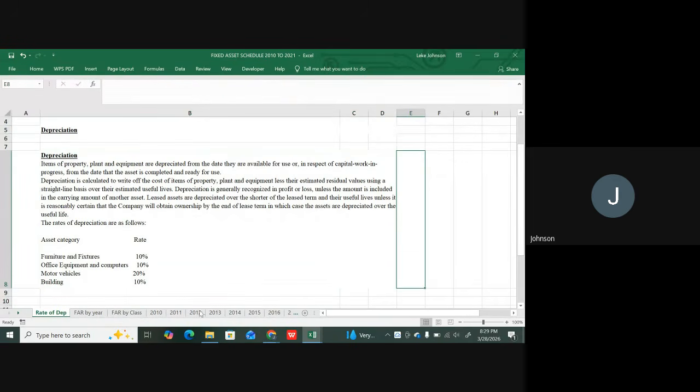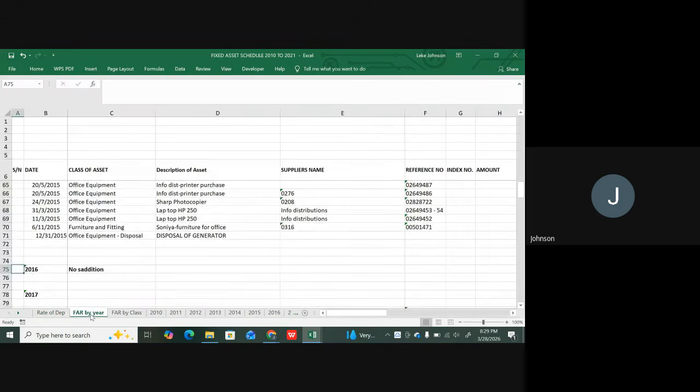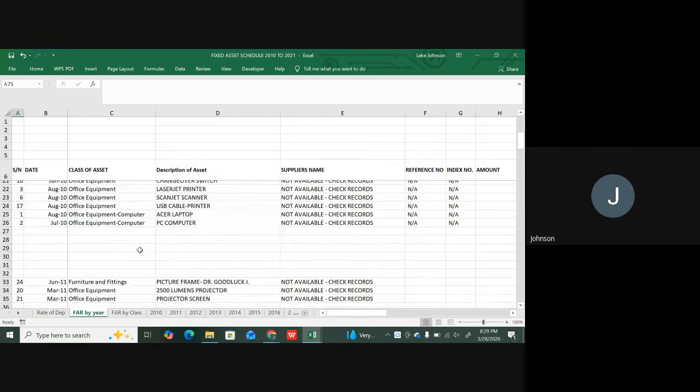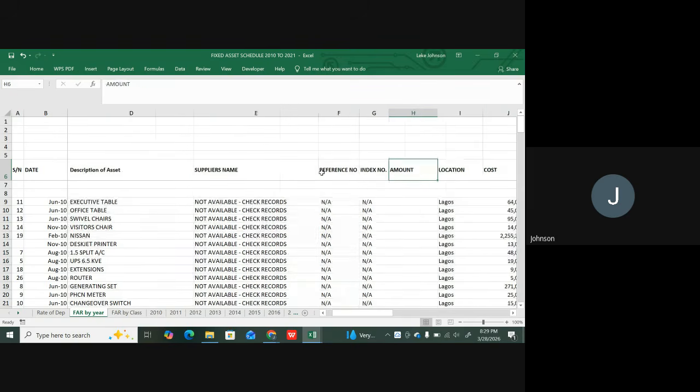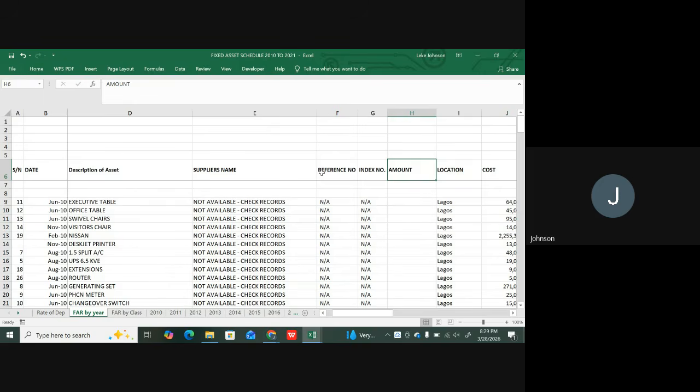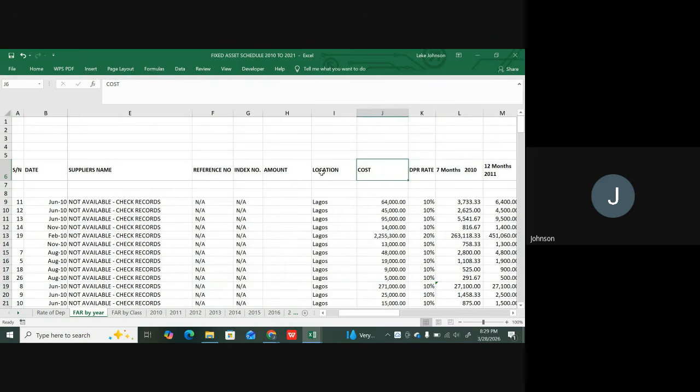Then the next thing you want to do is to see the fixed asset register by year. Here we are showing the serial number, the date is important, the class of asset, the description of the asset, the supplier's name. All these things are very important. Then the reference number, the index number, the amount that you purchased the asset, then the location of the asset is important. Then the cost of the asset.